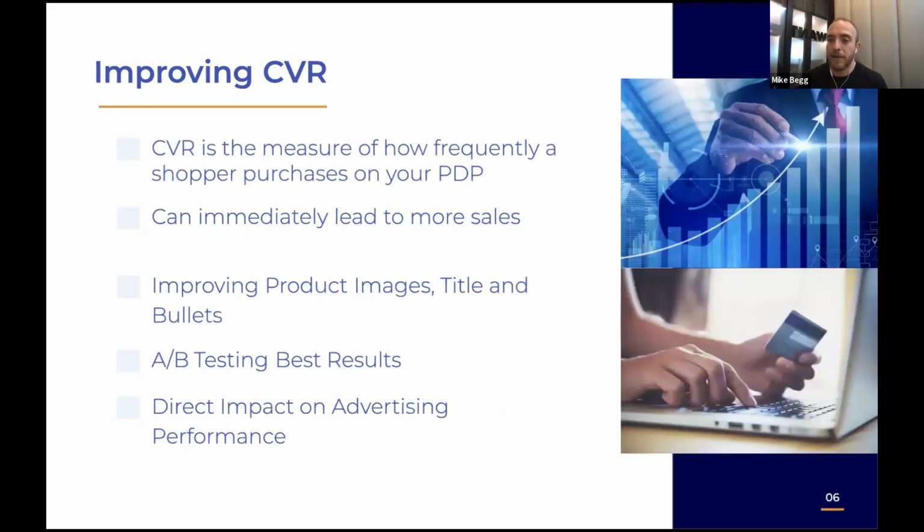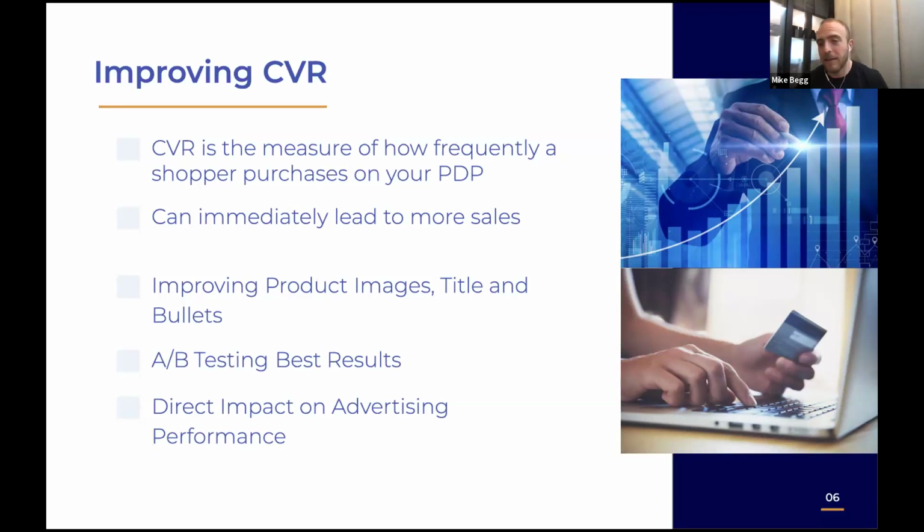Going to talk about conversion rates a little bit now. CVR is the other way to unlock a lot more profit in your Amazon account. It is the measure of how frequently a shopper purchases once they reach a product detail page. Improvements in CVR lead to immediate improvements in sales. Makes sense. The more people coming to your page, the more people purchasing, the more money you're going to be making, and the better return you're going to get on your organic sales.